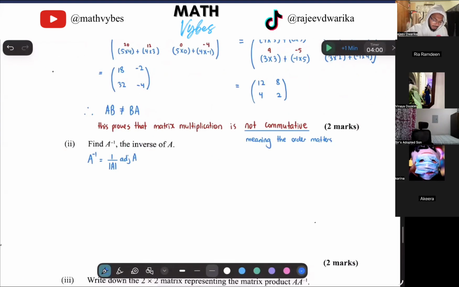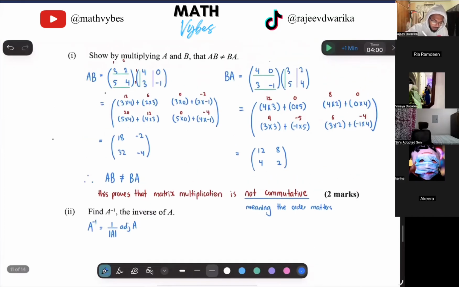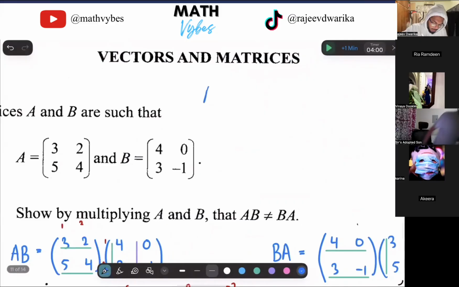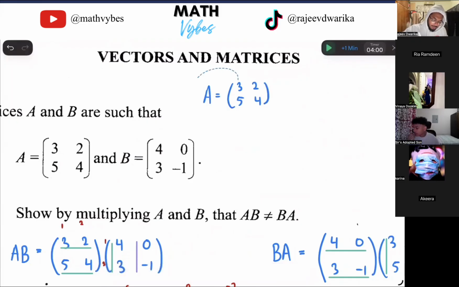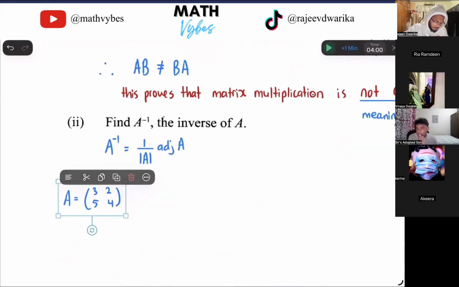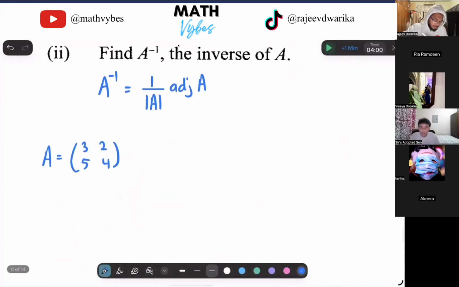Right. So we want to find the inverse of A. Matrix A was 3, 2, 5, 4. If I want to find the inverse of this matrix, I need to find its determinant and its adjoint. So let's find the determinant first. The determinant is this part over here, the one where you have two lines on either side. Do you remember how to find the determinant?